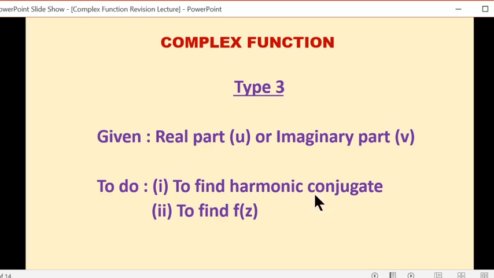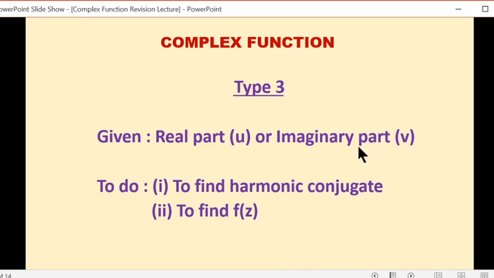ओके, सो वी हैव टू फाइंड द हार्मोनिक कॉन्जुगेट एंड देन वी फाइंड आउट f ऑफ z. अगर u दिया है, हार्मोनिक कॉन्जुगेट v फाइंड आउट किया, तो f ऑफ z इज इक्वल टू u प्लस iv. इसमें u और v दोनों सब्स्टिट्यूट करेंगे एंड वी गेट f ऑफ z.